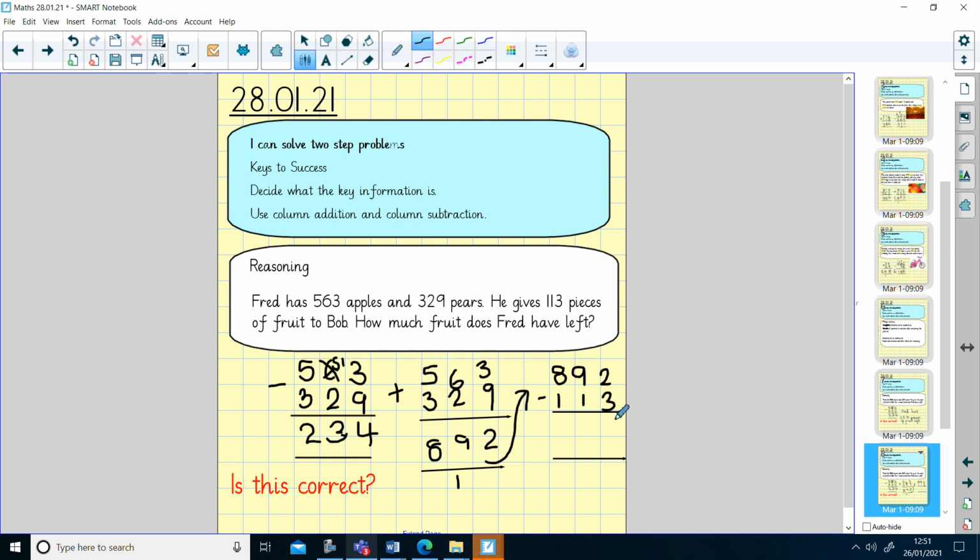2 take away 3 I can't do, so I'm going to exchange. 12 take away 3 is 9. 8 take away 1 is 7. And 8 take away 1 is also 7. So Fred has got 779 pieces of fruit left. And that is the answer that Fred needed to have worked out.